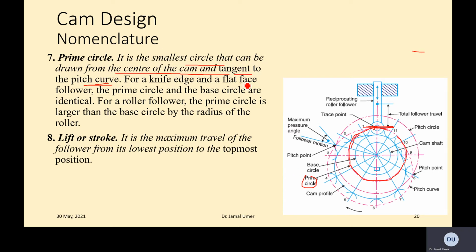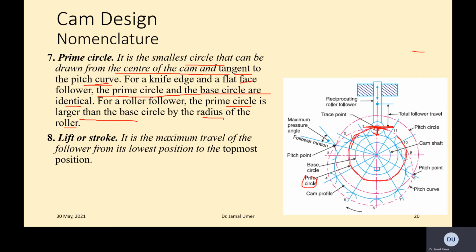For a knife edge and flat face follower, the prime circle and the base circle are identical. Because this one is touching the base, that's why they will be the same in knife edge and flat face follower. For a roller follower, the prime circle is larger than the base circle by the radius of the roller. You can imagine, because this is the point where you have the radius of the circle of the follower.